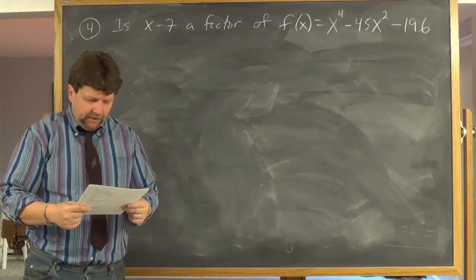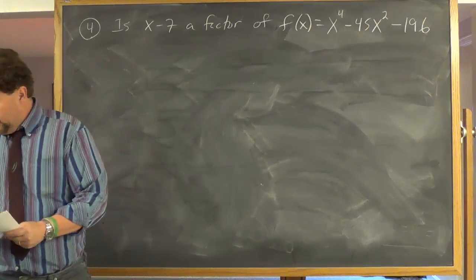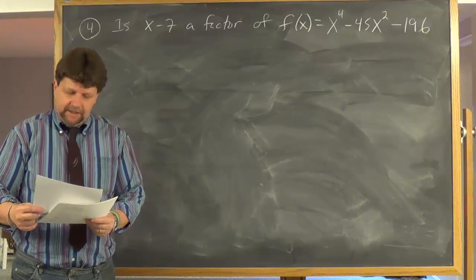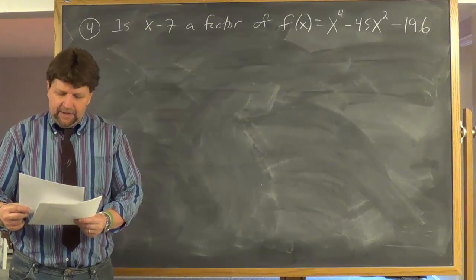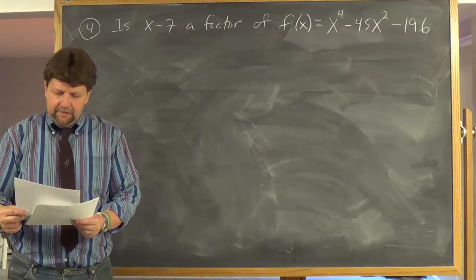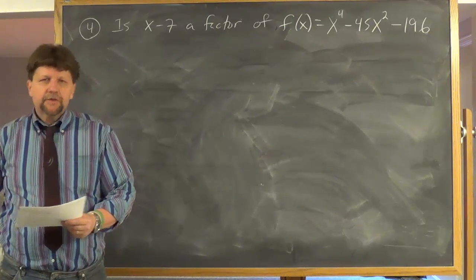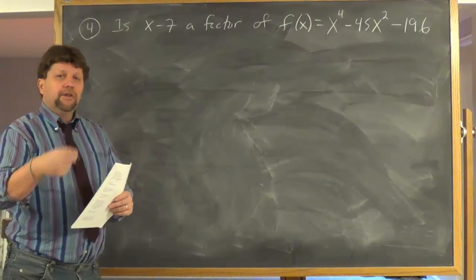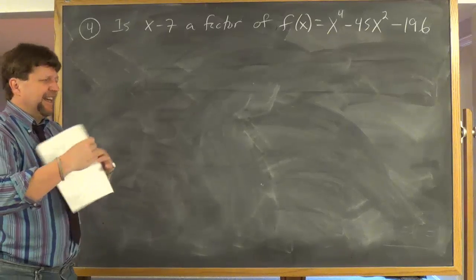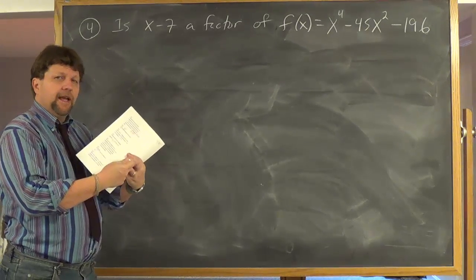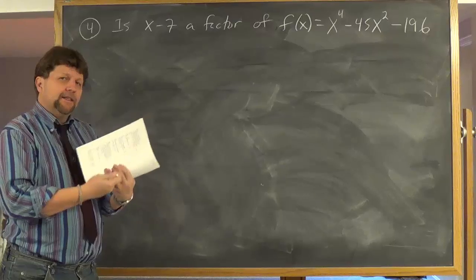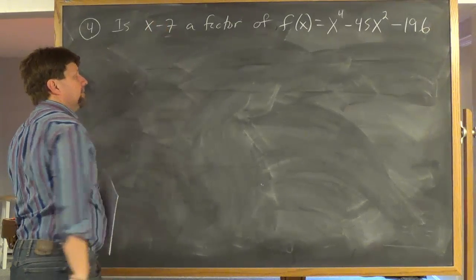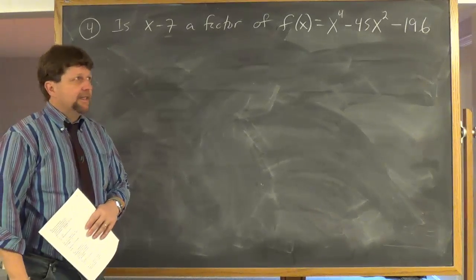Hey folks, thought we'd take a look at number 4. In number 4, I asked you to use the factor theorem to determine if x minus 7 is a factor of f of x equals x to the fourth minus 45x squared minus 196. Keep in mind, a lot of these little theorems are predicated on the form x minus c. Notice that 7 is what c would be.